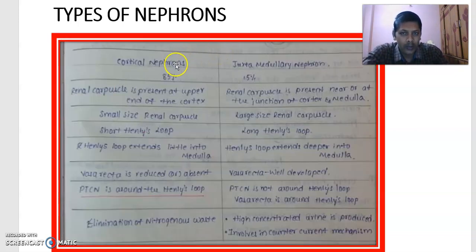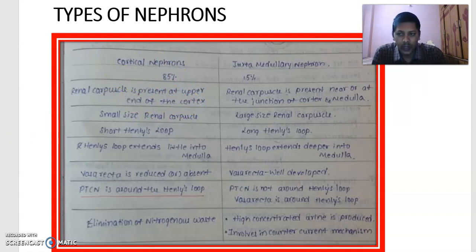What are the two types of nephrons? Cortical nephrons and juxtamedullary nephrons. Which are more in number? 85% of the nephrons in our kidney are what type? Cortical nephron. Juxtamedullary nephrons are just 15%. In cortical nephrons, the renal corpuscle is present at the upper end of the cortex.